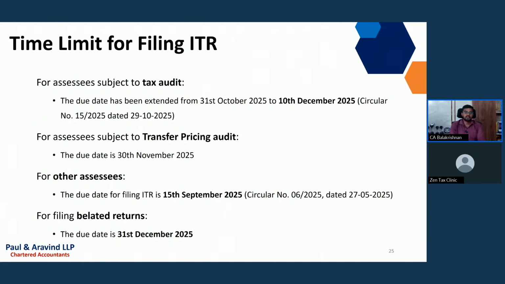For assessees having business income or other income who have not filed before 31st December 2025, they can file an updated return by paying an additional penalty of 25%. If it is a loss return, that is, if we have reported a business loss, then we cannot file an updated return. So please file the return before 31st December 2025 if you have a loss.